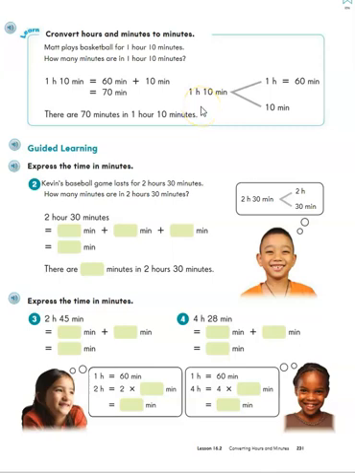So they meant to say convert hours and minutes to just minutes. So let's see our example. Matt plays basketball for 1 hour, 10 minutes. How many minutes are in 1 hour and 10 minutes? Well, we know that 1 hour is 60 minutes. And then we just have to add that extra 10 minutes, and that gives us 70 minutes. So we know there are 70 minutes in 1 hour, 10 minutes.